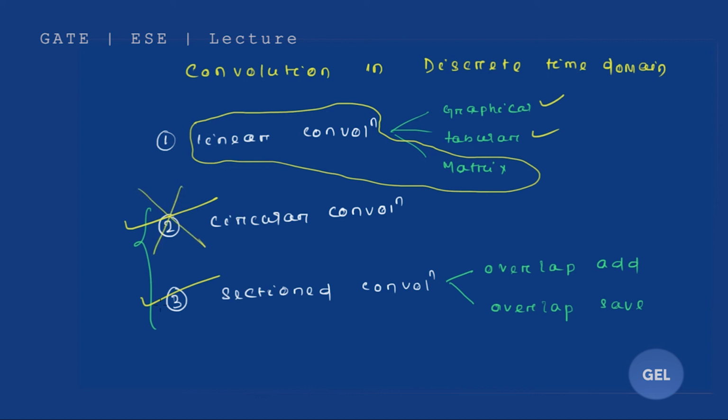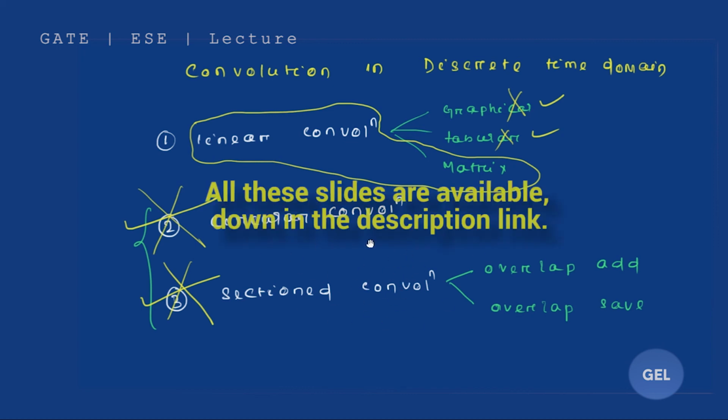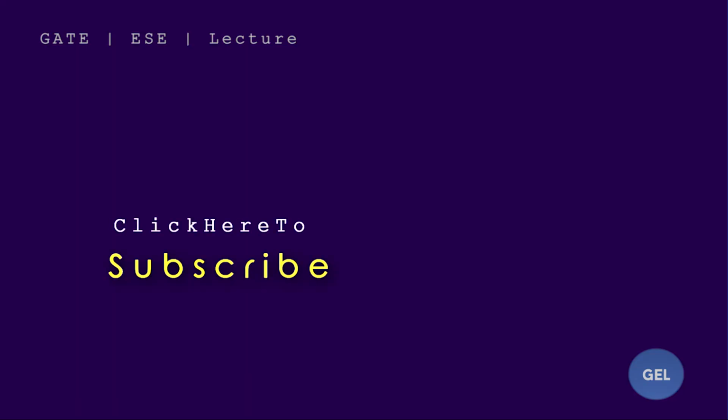I'm not going to make you study circular convolution, sectioned convolution, graphical convolution, or tabular convolution. There are so many concepts and ideas for GATE exams, and I need to discuss a lot of questions. I'm going at the basic level right now, so it's taking a lot of time. I want to prepare you for GATE, engineering services and public sector exams, and for that this is the only important part. These other parts are not important at all, so do not waste your time studying all these concepts. In the next video lecture, I'm going to discuss only this part.